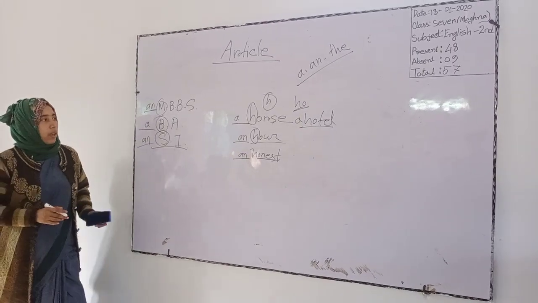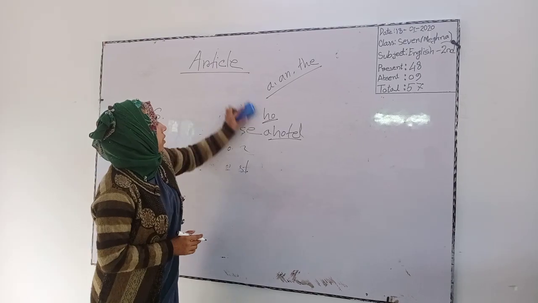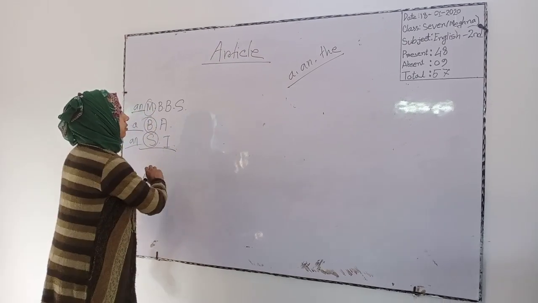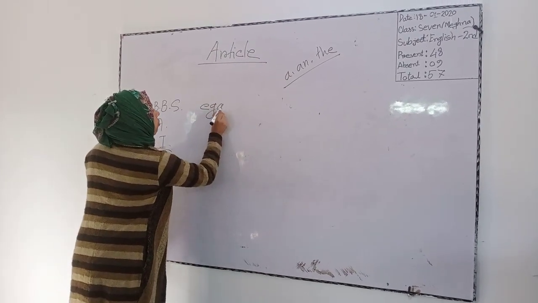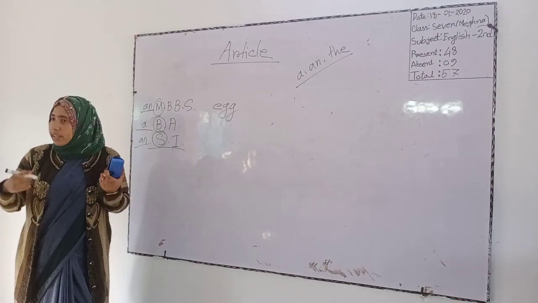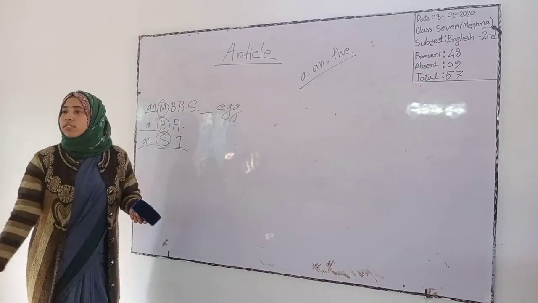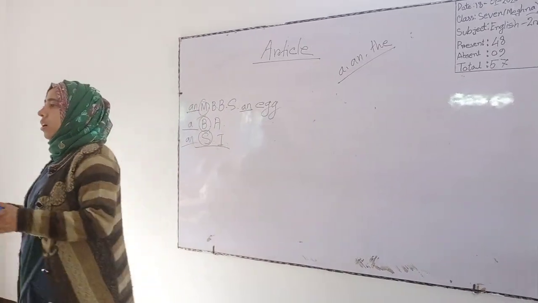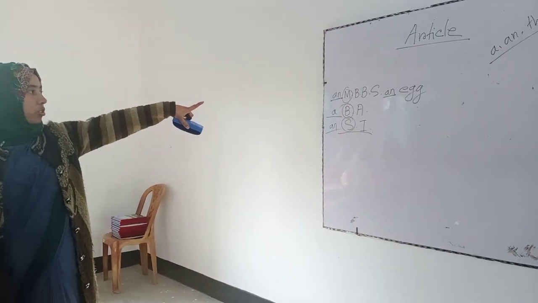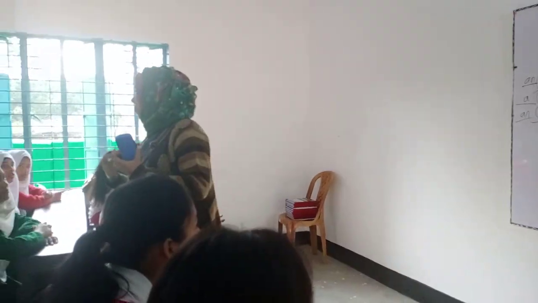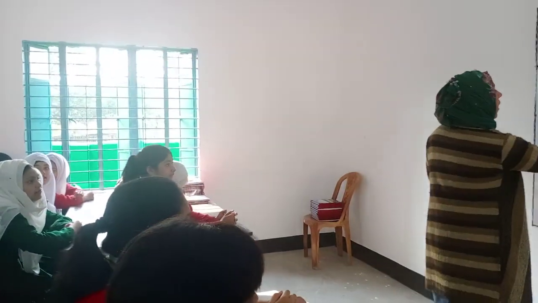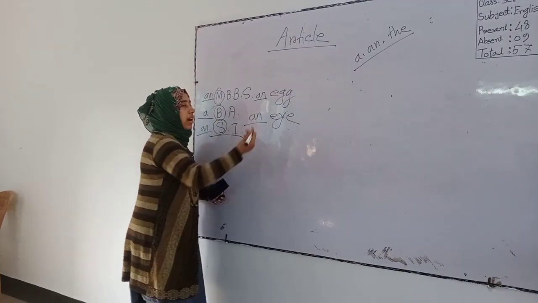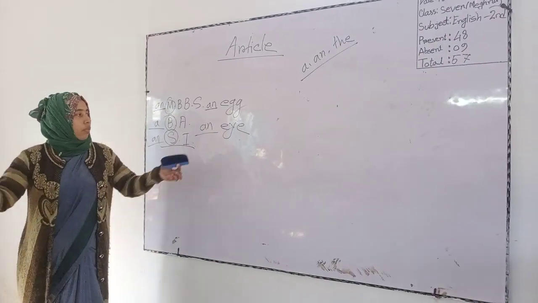Okay? And my dear students, look at another thing. What is this? A. And you know before A, which article is used? AN. Okay. Can you tell another thing? Which letter A? Which letter E? Yes, I. Very good. For I, AN. But here, there are different things. Look at this.